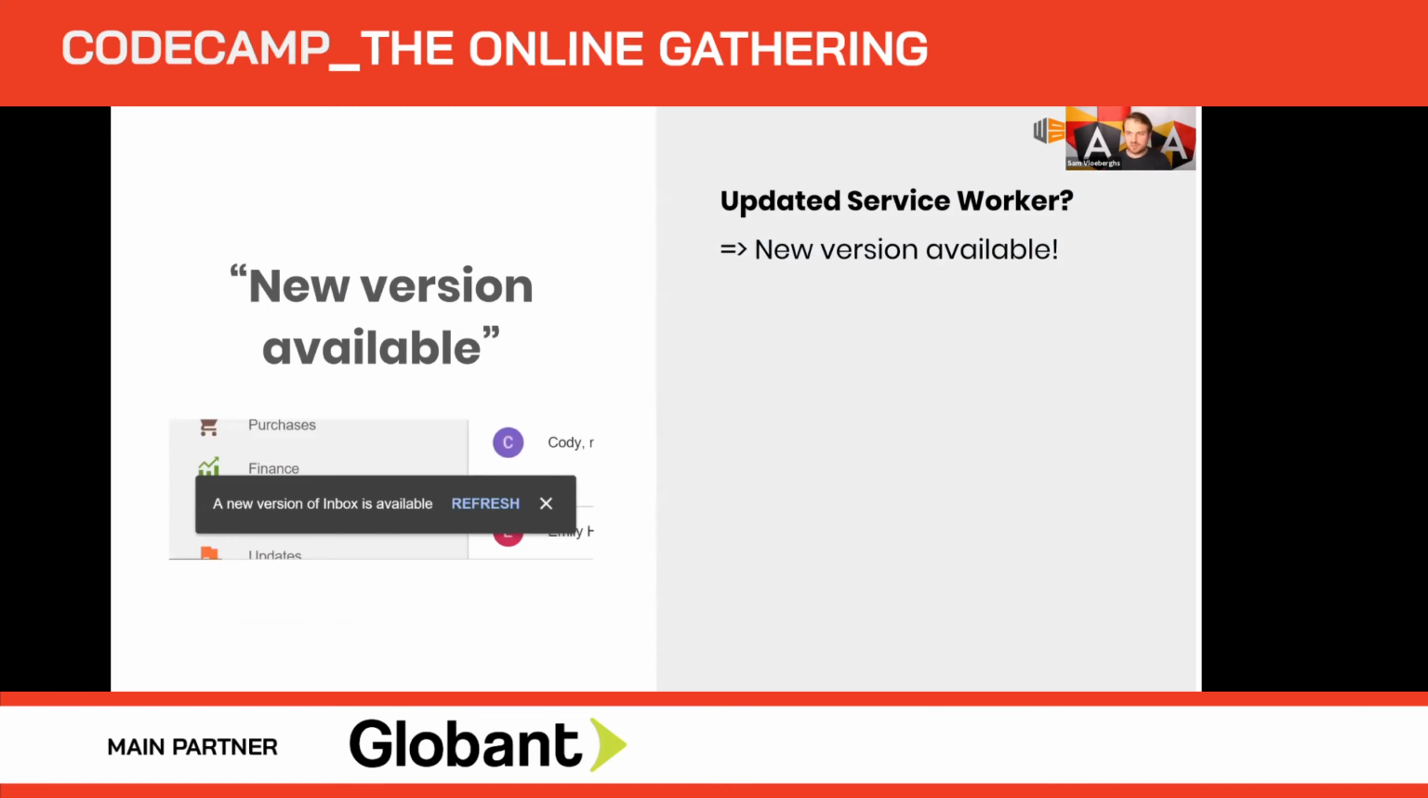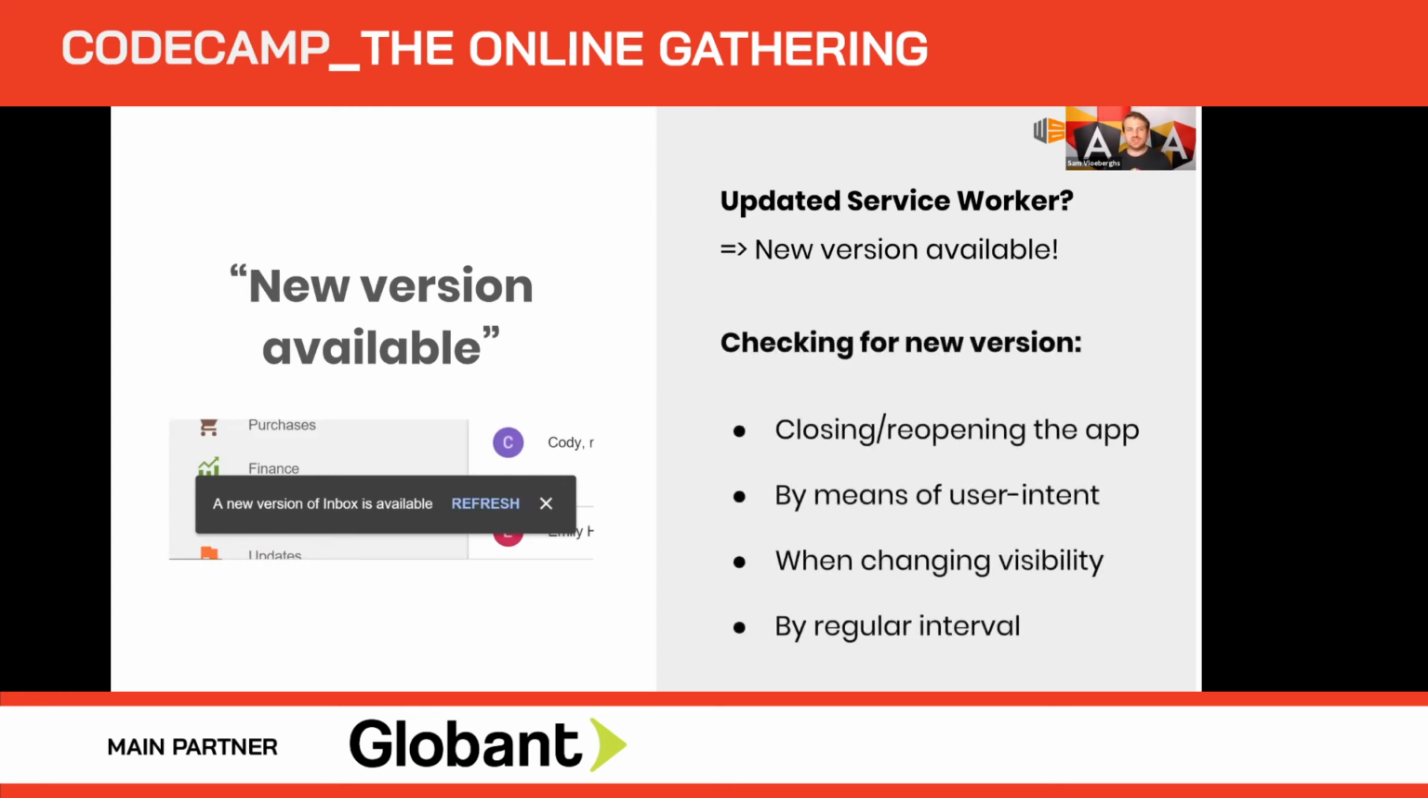Of course, something that we see typically from applications these days is that we can update to a new version of the application. And Workbox, of course, allows us to do that. Checking for a new version can be done using different approaches. We can start checking for a new version as soon as we open or when we close and reopen the application. We can do this by letting the user click on a button. We can do this, for example, when changing tabs, so when the application becomes visible again. Or we can set up an interval, let's say every 10 minutes or every day or whatever. We check if there's a new application available.